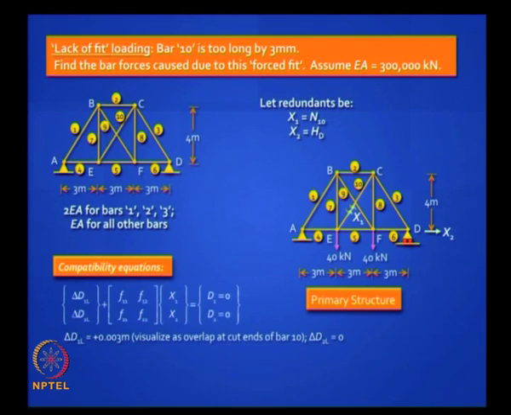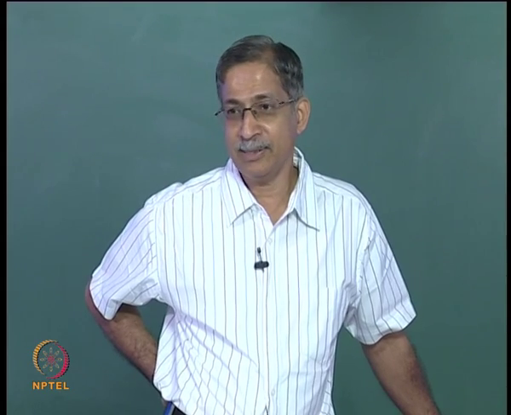You have already got the flexibility matrix in the previous examples, so you just have to plug in these values. So why are we not taking D1 as 3 mm? Okay, this is a good question. What is D1? D1 is the final displacement in the original real structure, not the primary structure.